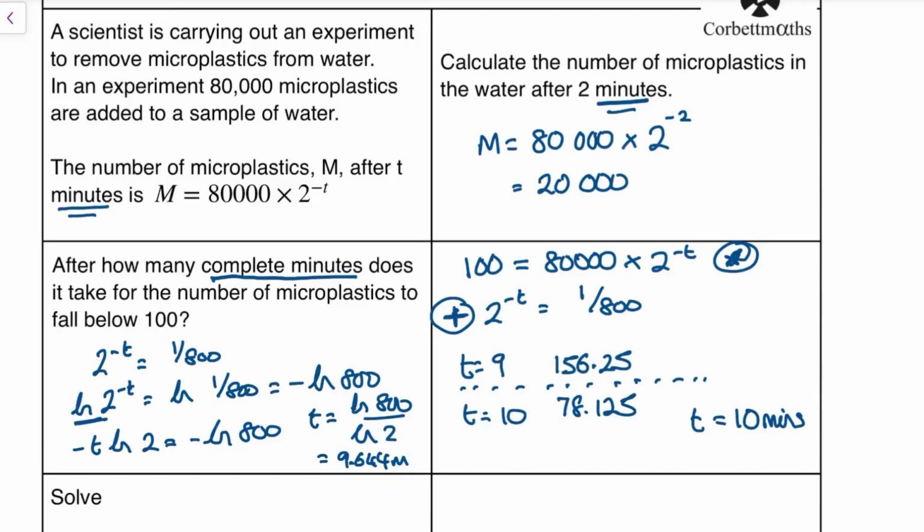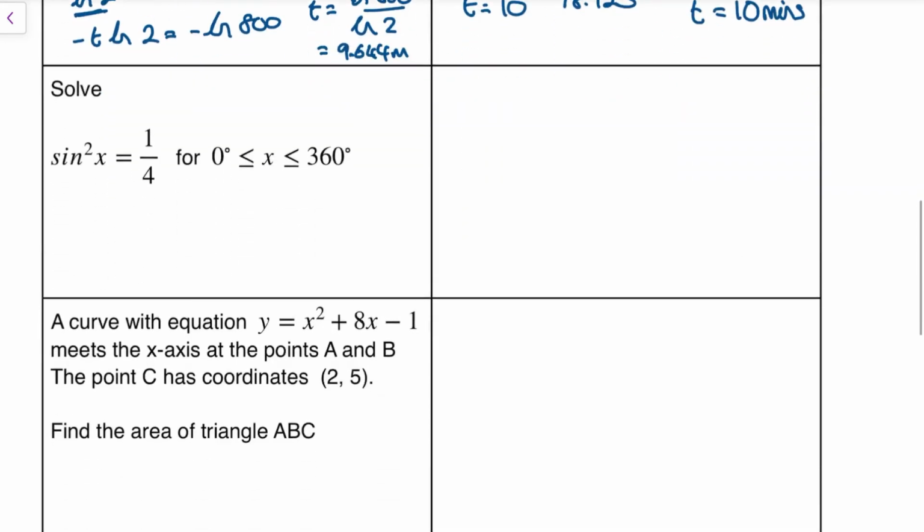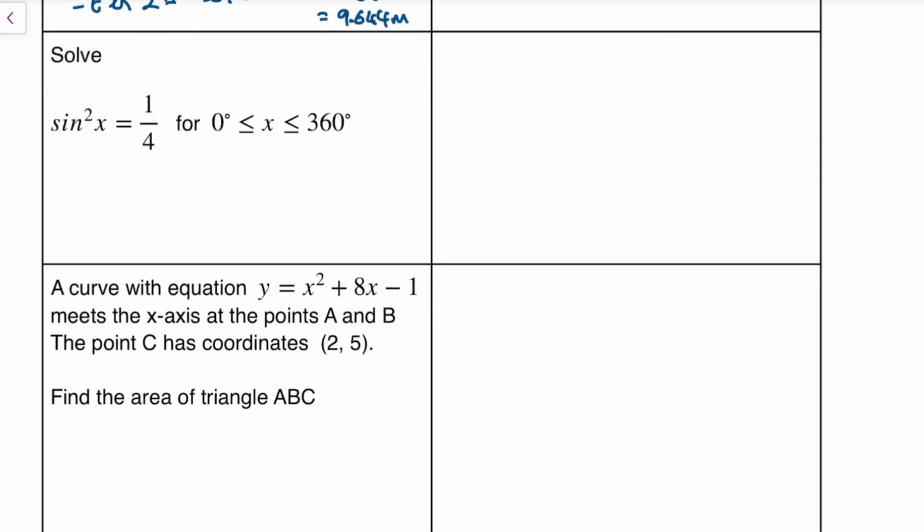They feel a bit useless when you learn them, but definitely help you solve various sorts of questions. Next question. Okay, so we have a trigonometry question. Solve sine x squared equals a quarter between these two values here.